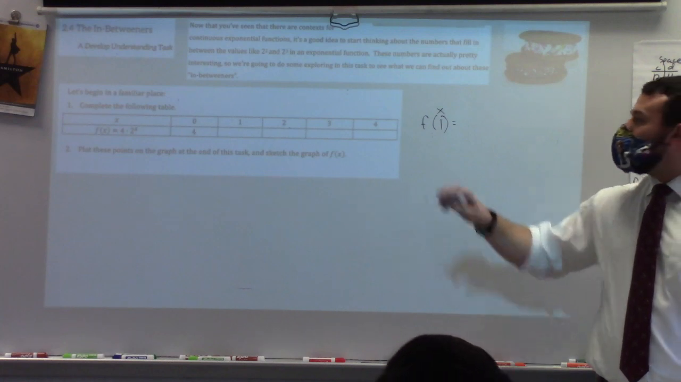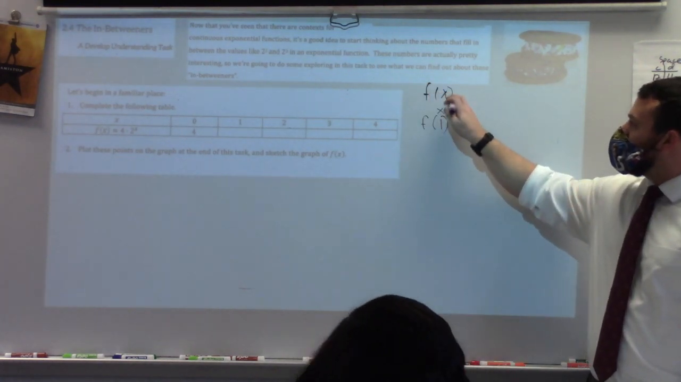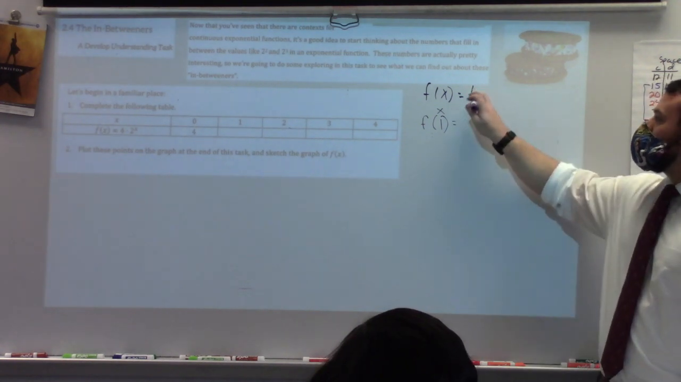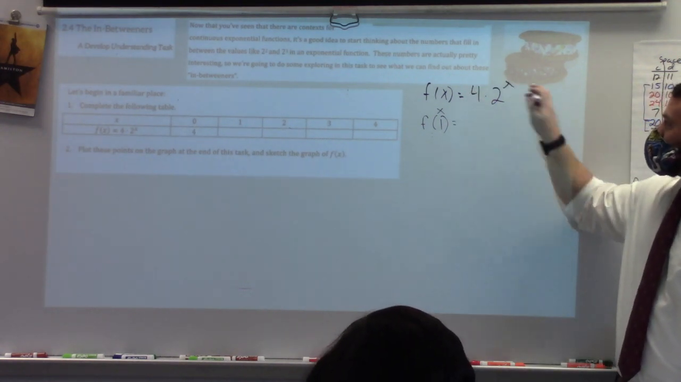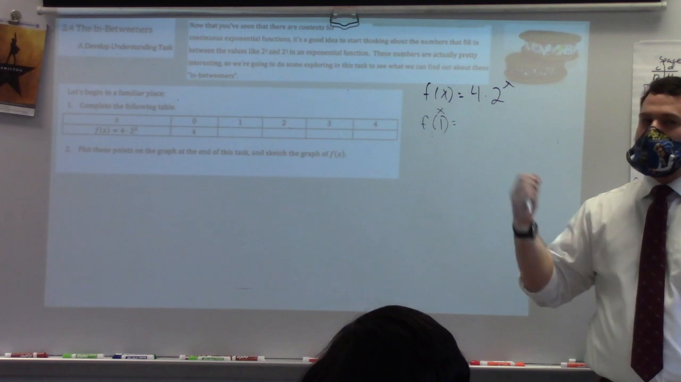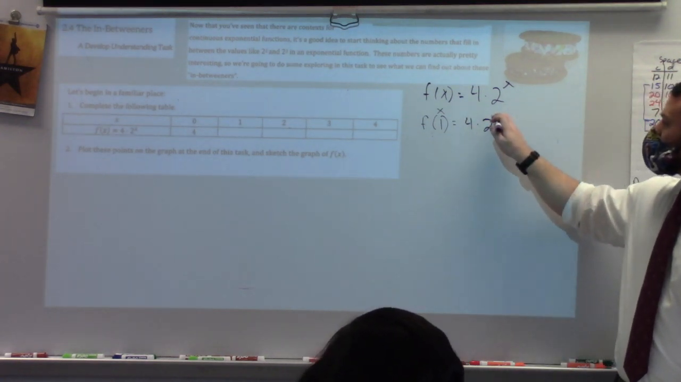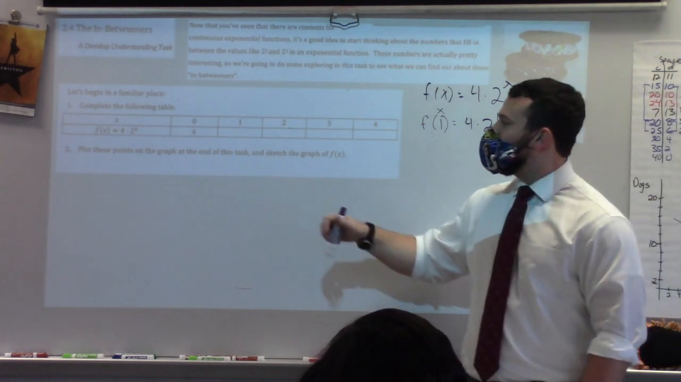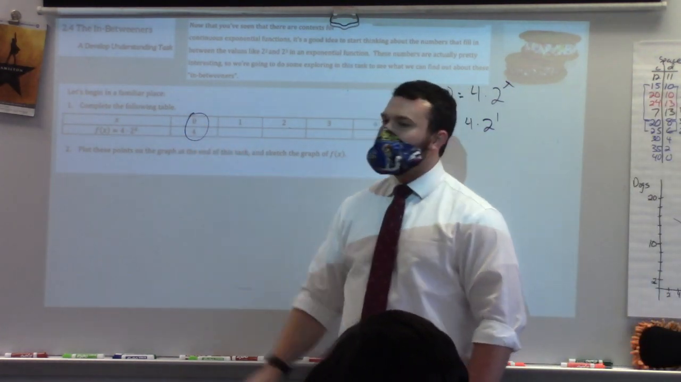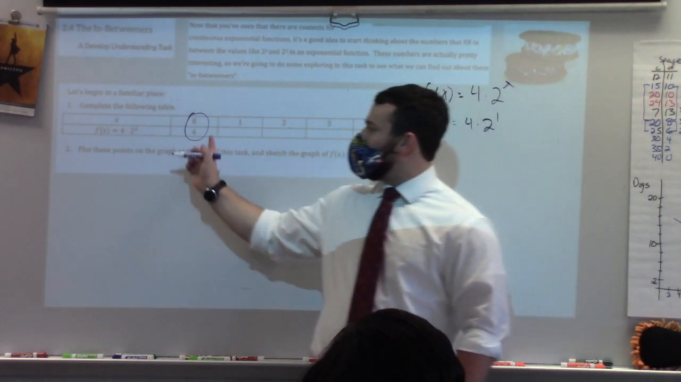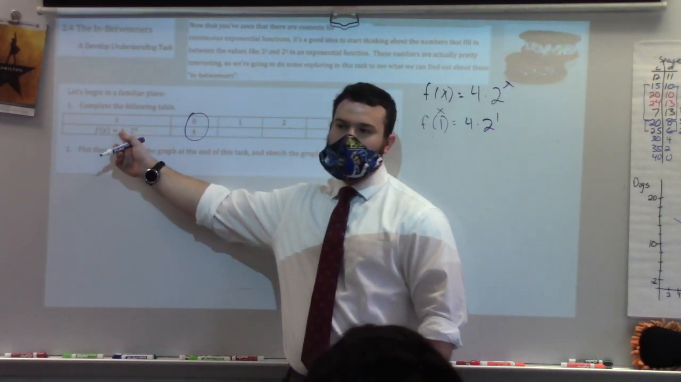What is the equation, guys? f of x equals 4 times 2 to the x. So wherever that x is, what's taking the place of it? The 1. Now before we multiply this out, I want to point something out to you here. The y-intercept is what? 4. Notice that 4 is right here, where we're starting.